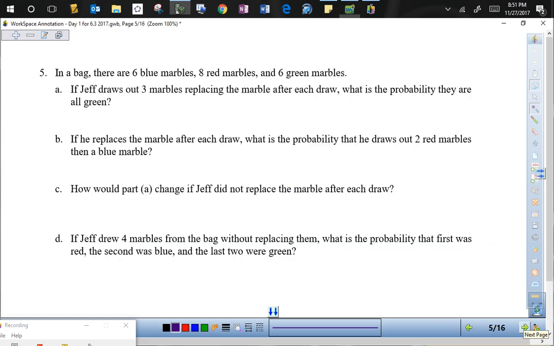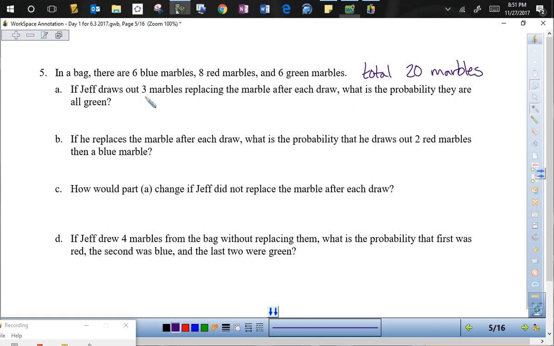All right, the next problem, we've got a few different questions all dealing with this bag of marbles. Inside the bag we've got 6 blue marbles, 8 red marbles, and 6 green marbles. So that makes a total of 20 marbles in our bag. We want to know if Jeff draws out 3 marbles, one at a time, replacing the marble after each draw, what is the probability that they are all green?